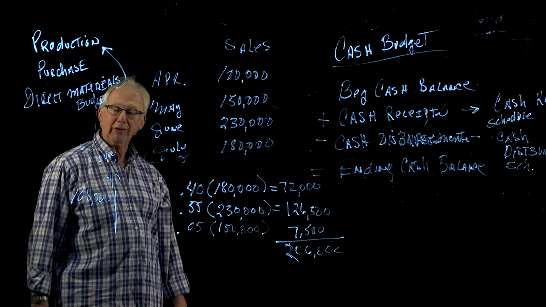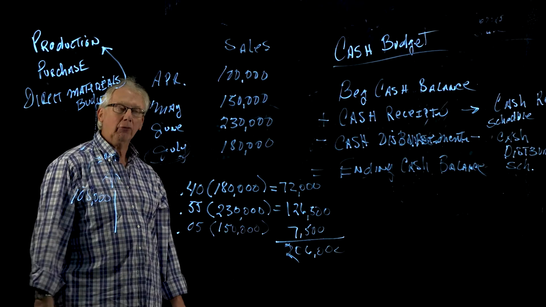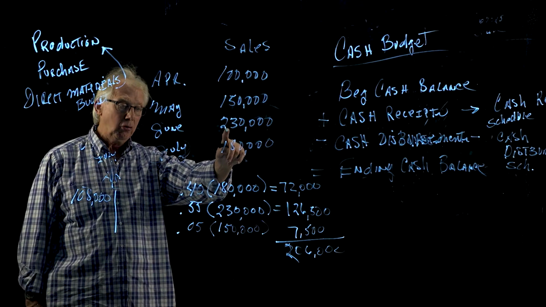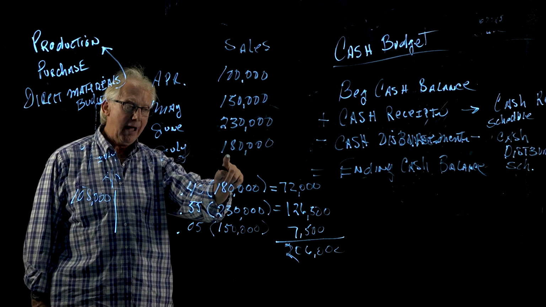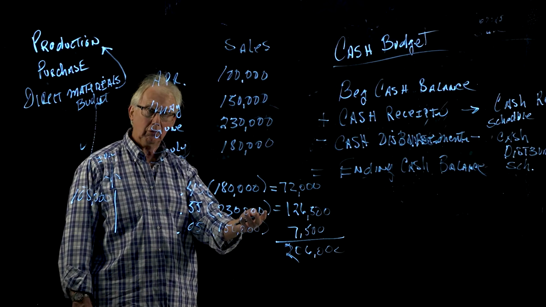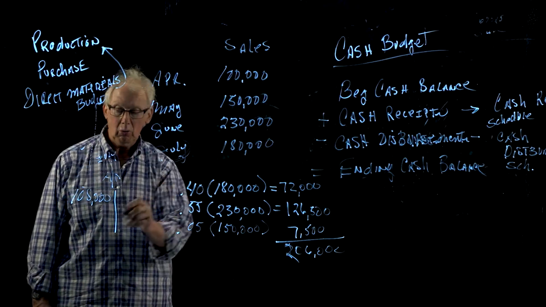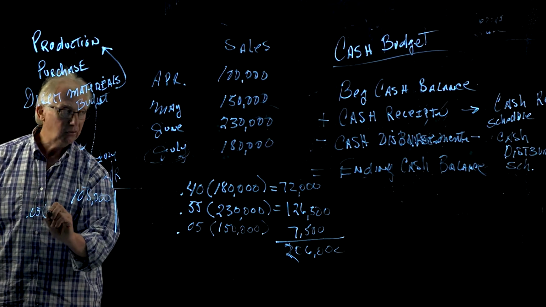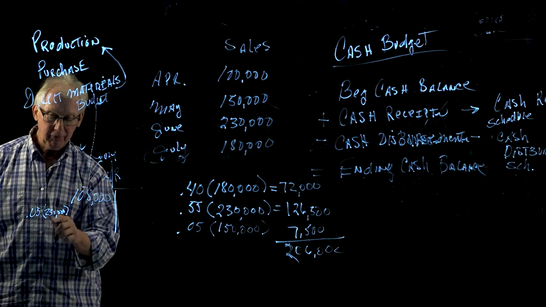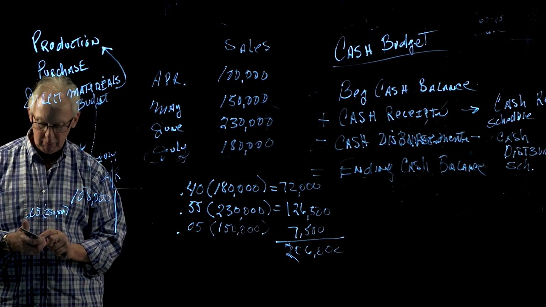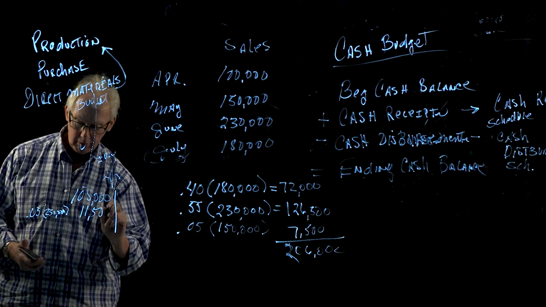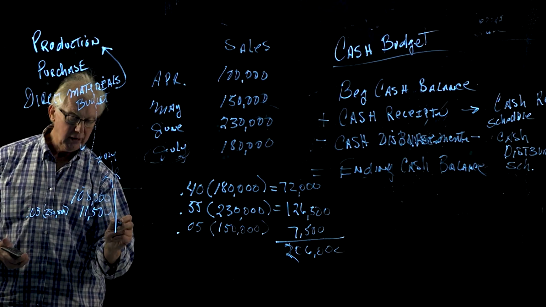For July sales. Now, what about June sales? We collected 40% of June sales in June, 55% in July. Don't we still have to collect 5% of June sales in August? So for June sales, we'd also have to multiply 5% times 230,000, which would be $11,500.